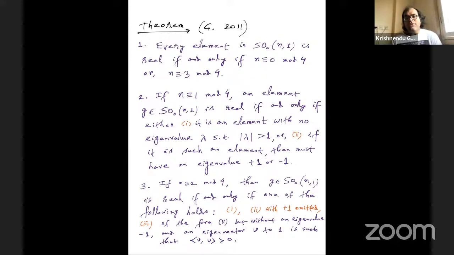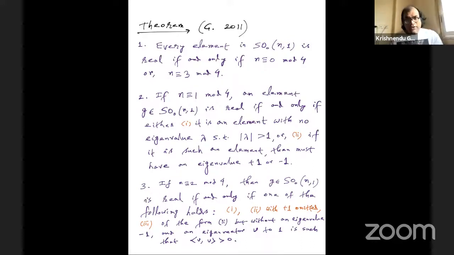So that means, in other words, the elliptic and parabolic elements, they are all real or reversible. Now, when n equal to 2 mod 4, even then you can classify them completely. So an element is reversible or real if and only if either 1 or 2 above holds with plus 1 omitted from the statement, and if it is of the form 2 but without an eigenvalue minus 1. All right, then you must have an eigenvector for 1 such that the eigenvector has positive norm. This is the linear algebraic classification of the real elements in SO_0(n,1).